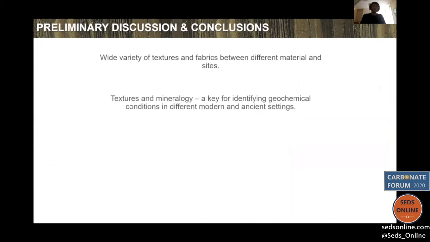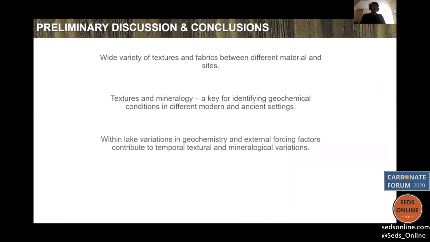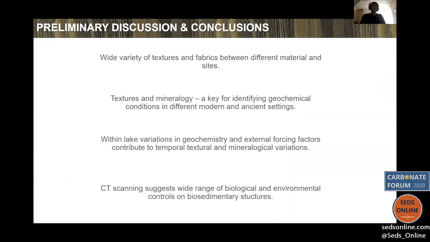The textures in mineralogy essentially, I think, are key to beginning to understand what geochemical conditions were occurring, particularly in the past, and we can do that by modelling the processes in the modern. We also need to consider that within lake variations in geochemistry and external forcing factors such as anthropogenic processes, climatic processes, how they contribute to textural and mineralogical variations. And the CT scan is very useful for looking at potentially in much greater detail what biological and environmental controls were happening in these mats.